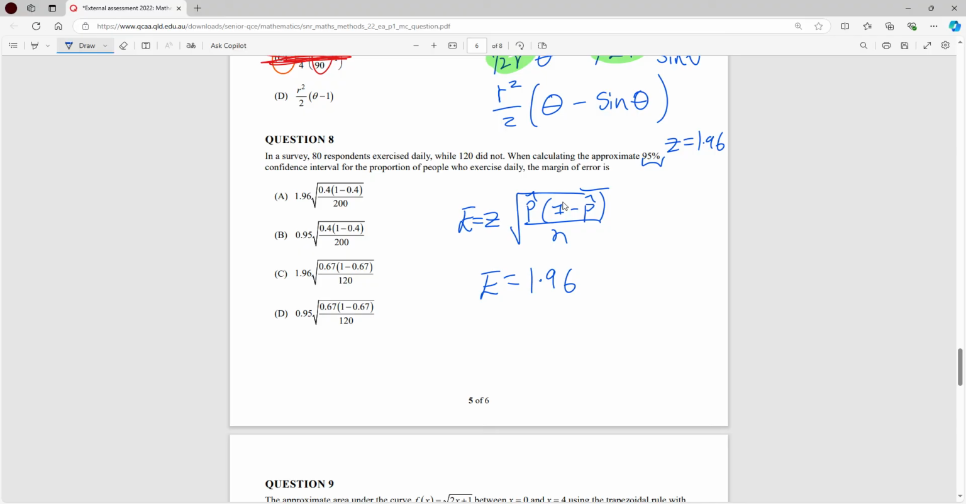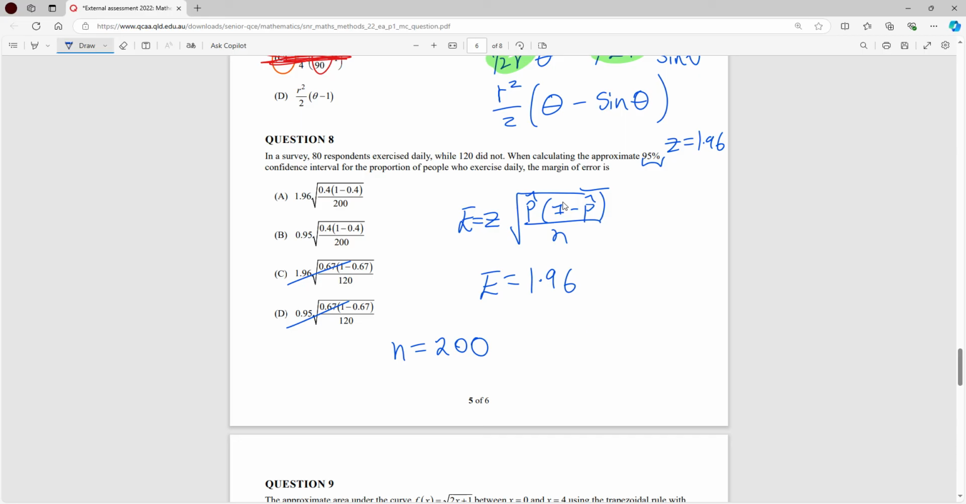Now here, we've pretty much got our proportion. So 80 respondents exercised daily, so 120 did not. So the total population is 200. So straight away I know C and D are correct because they have 120. That's not the whole population, it's 200, because you have 80 that did and 120 that didn't.